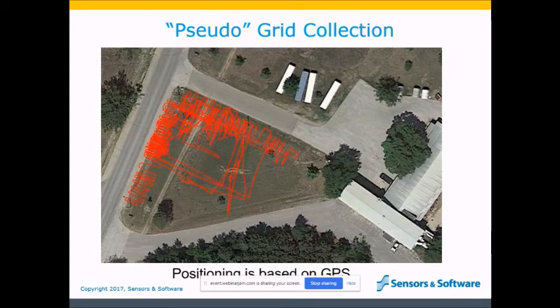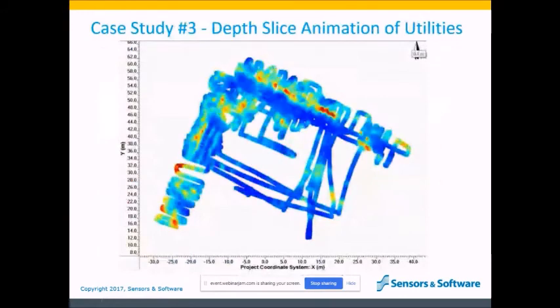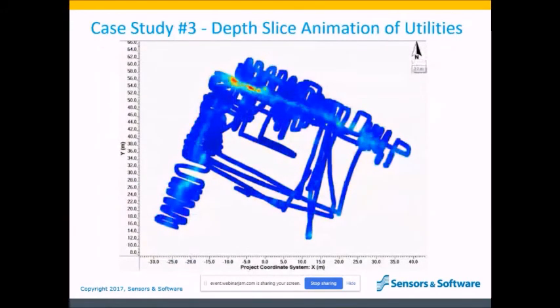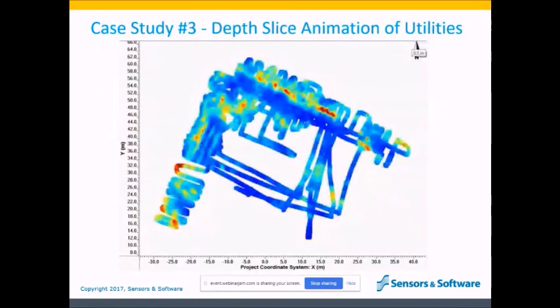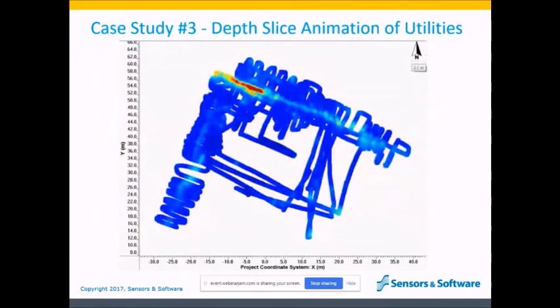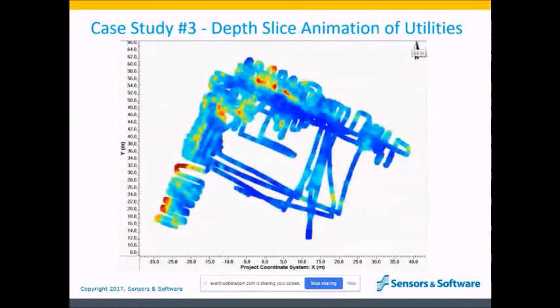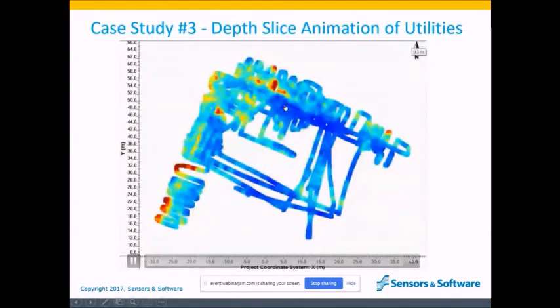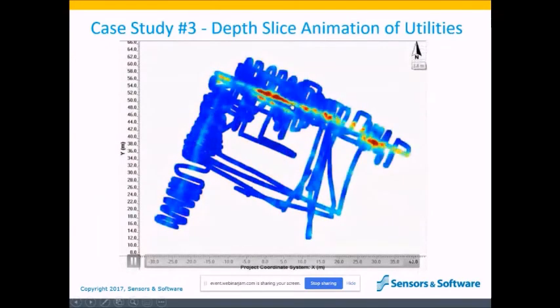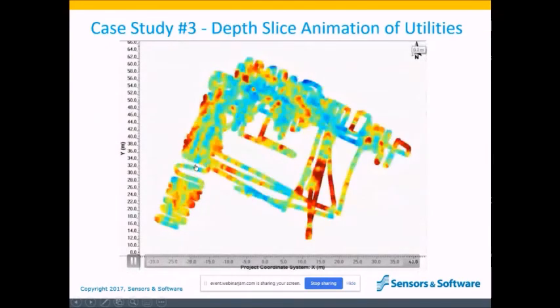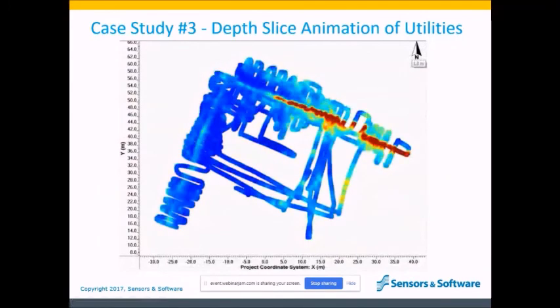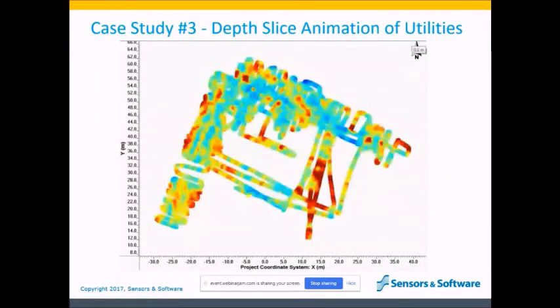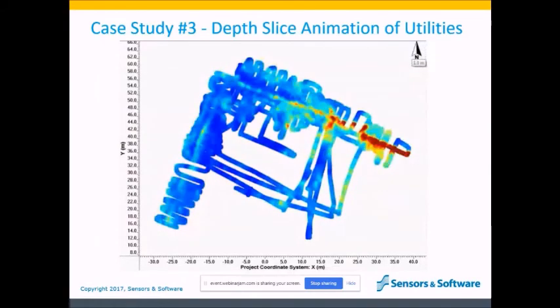Here we see that somebody wandered back and forth around this field with zigzags and various line spacings. Here's the depth slice animation generated from the pseudo grid data. Rapidly slicing through the data reveals that there are 3 linear utilities that are the main features in this area. 2 of them are here. They're actually at different depths. You see one now, and now you see the deeper one. And then over here, there appears to be one linear one running through there. So the other strong responses are just point targets.